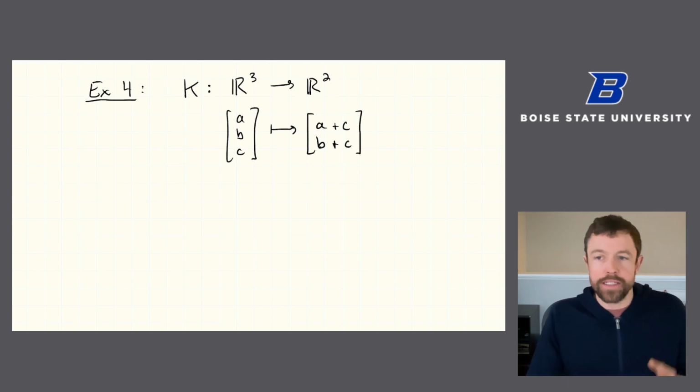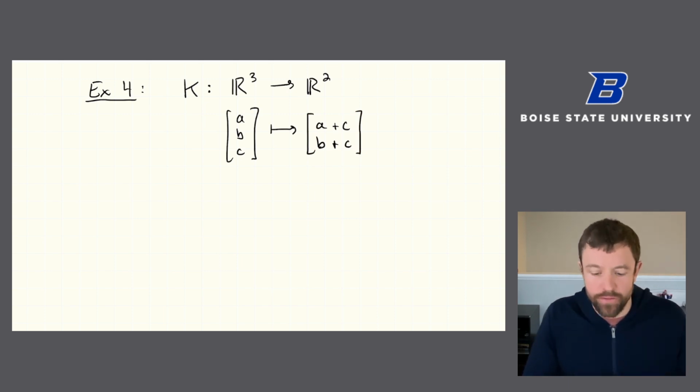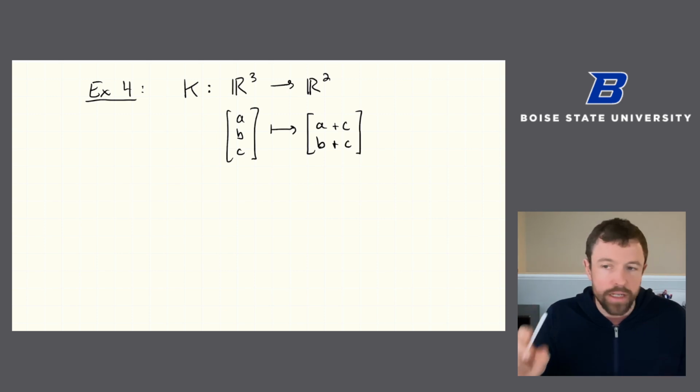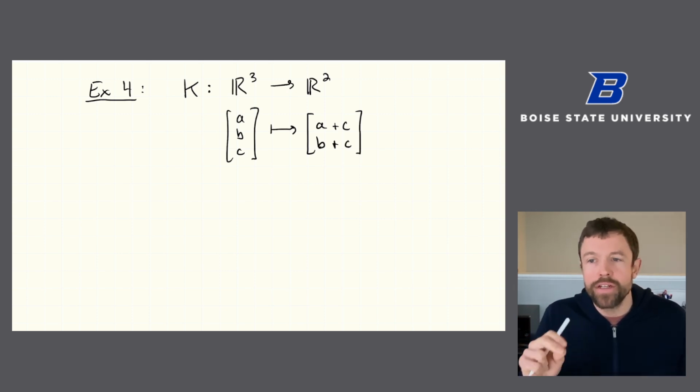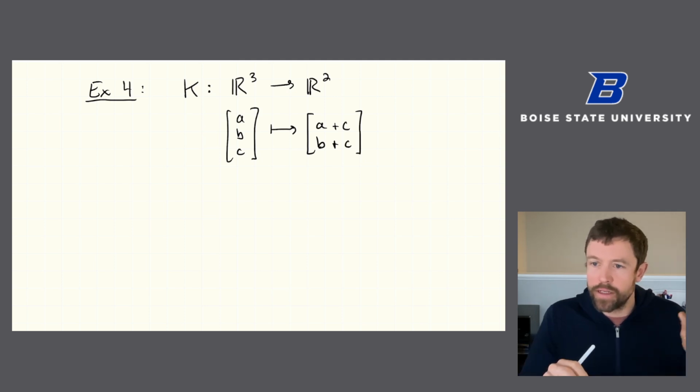I'll point out, it's not really even clear, I mean, this is a function, right? This definitely tells you if you have a vector, you can figure out what vector it gets sent to. But it's maybe not clear that this is even a linear transformation. And so I'd recommend, if you want, pause the video or do this later, and try to convince yourself that this is a linear transformation. That is, that it respects addition and scalar multiplication.